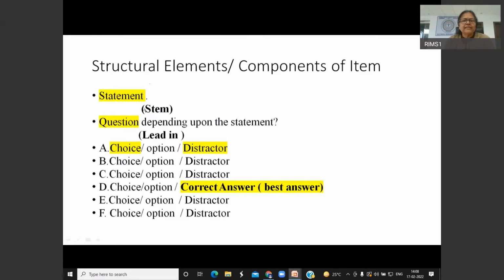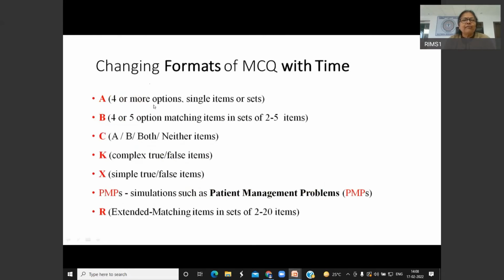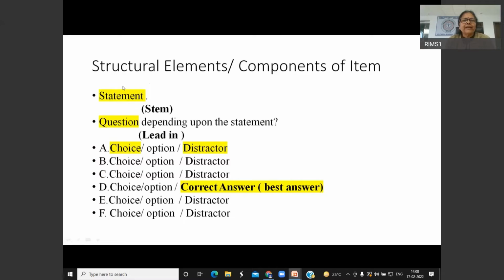The first is known as a stem, and this stem consists of a statement. A paragraph or a 2-3 liner statement is written, which is known as the stem, and this continues into a question depending upon this statement. This question is known as the lead-in. So first is the statement about any patient, and that is known as the stem. Then the stem leads into a question, the lead-in, and then this is followed by a number of choices, A, B, C, D, E, F, which are also known as options.